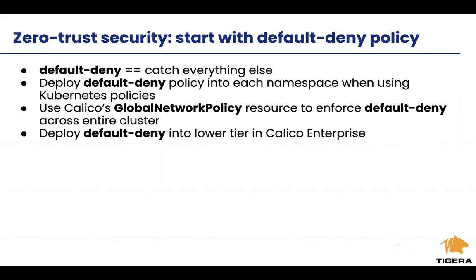It's important also to make sure that your default deny is implemented in the right tier when you're working with Calico Enterprise, because the precedence matters in the hierarchical structure. So if you deploy that too early in the evaluation chain, then you can unintentionally block a lot of traffic downstream.